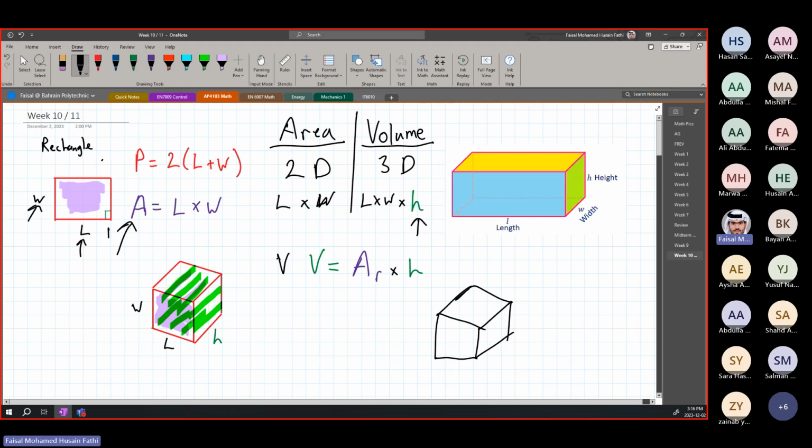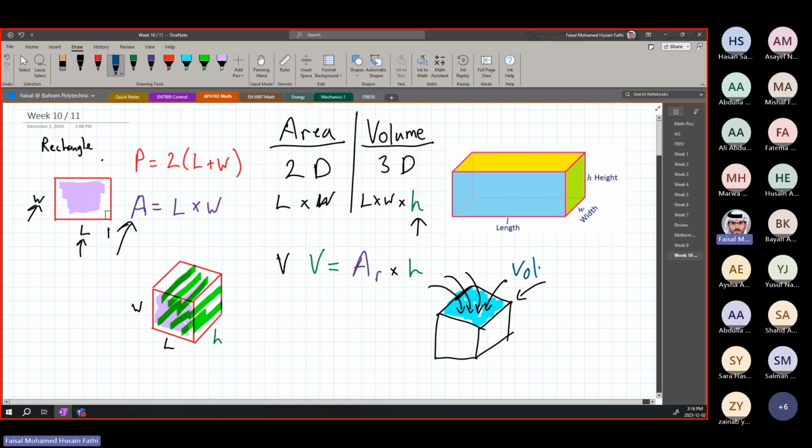Let's say you're in the kitchen, you're baking, and you want to fill it with water, and it's this shape, a rectangular dish or a rectangular plate. So how much water can you pour inside this until it gets completely full, until the water reaches the top surface and it's completely full? This is what they call the volume.